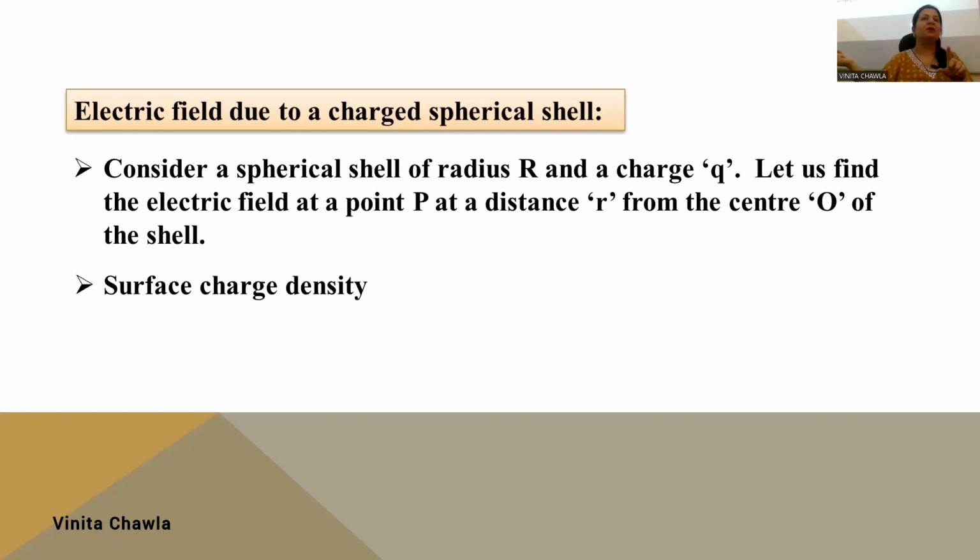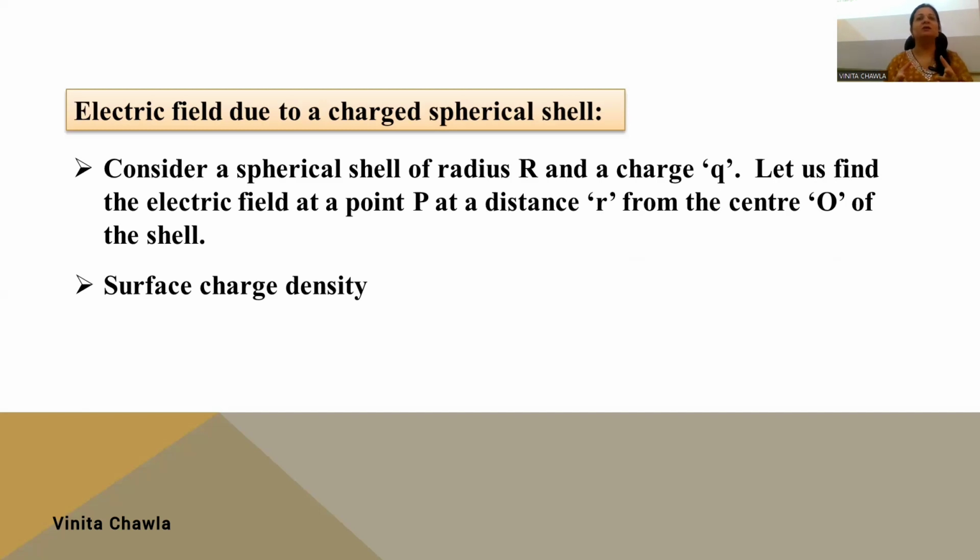That point P is an arbitrary point. We can locate that point P anywhere around the spherical shell. We can place the point P outside the spherical shell. We can place the point P on the spherical shell. We can also move that point P inside the spherical shell. Because in this case, charge is uniformly distributed and it is the spherical shell.